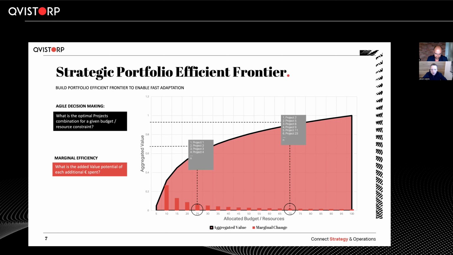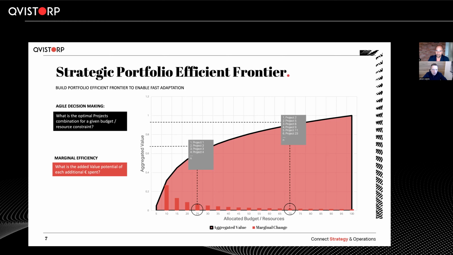So they want to optimize the use of those resources. For any given budget on the X-axis, you can create an optimal project or initiative set, which your strategic portfolio should contain, so that you may actually research whether moving left or right on the budget and resource axis creates an appropriate and acceptable marginal value increase.